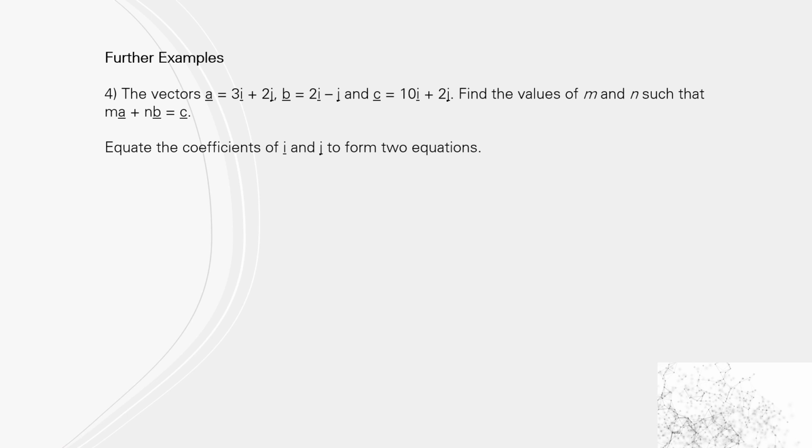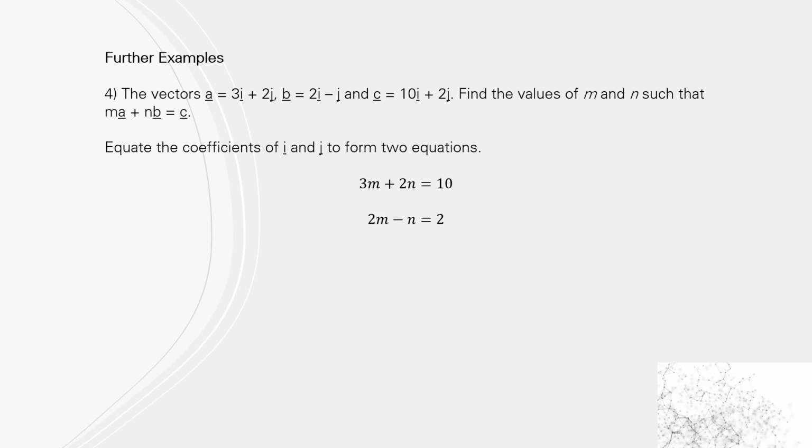So we're going to equate the coefficients of i and j to form 2 equations for this one. So obviously you would understand or know that if I'm making 2 equations, I am creating simultaneous equations. So for the first one, we're looking at the i components, so m lots of a. So 3 lots of m because the m is multiplied by the a, and 2 lots of n because the n is multiplied by the b is equal to the c, which is 10.